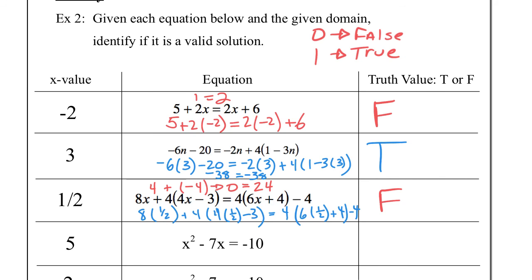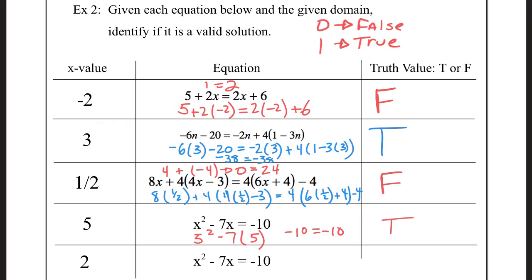For the fourth example, plugging in a 5, we're going to get 5 squared minus 7 times 5. 25 minus 35 is going to be -10, so -10 does equal -10. This is true. Another quadratic. And the last one is cut off, so let's slide up. Plugging in a 2, we're going to get 2 squared minus 7 times 2. So we get 4 minus 14 is -10.